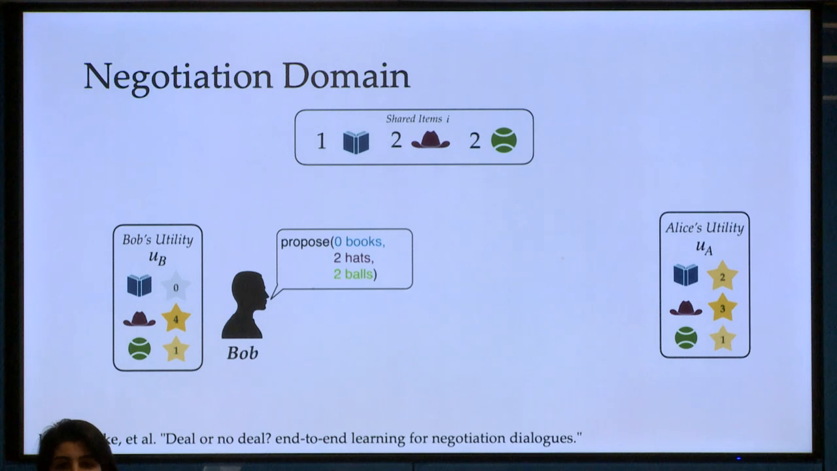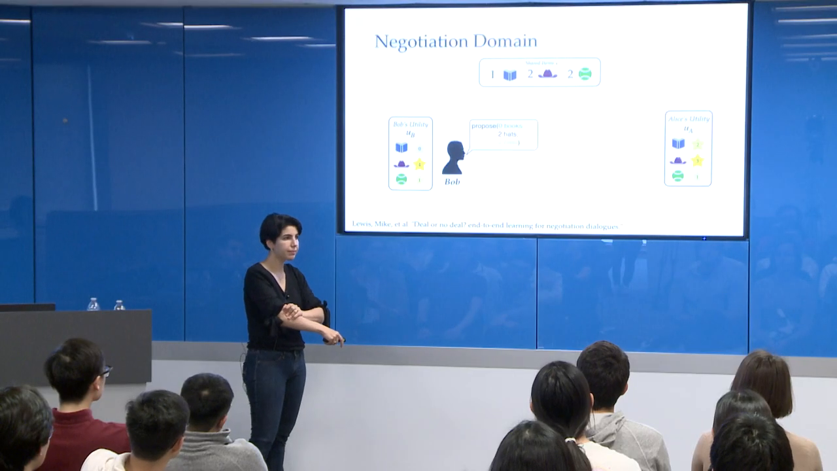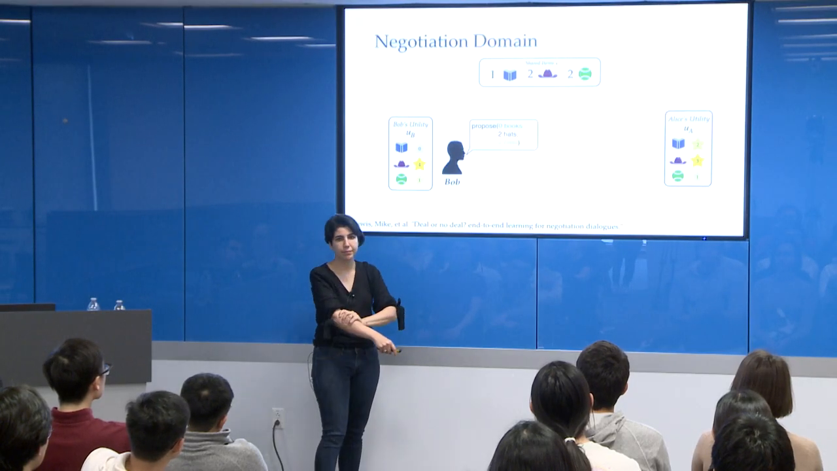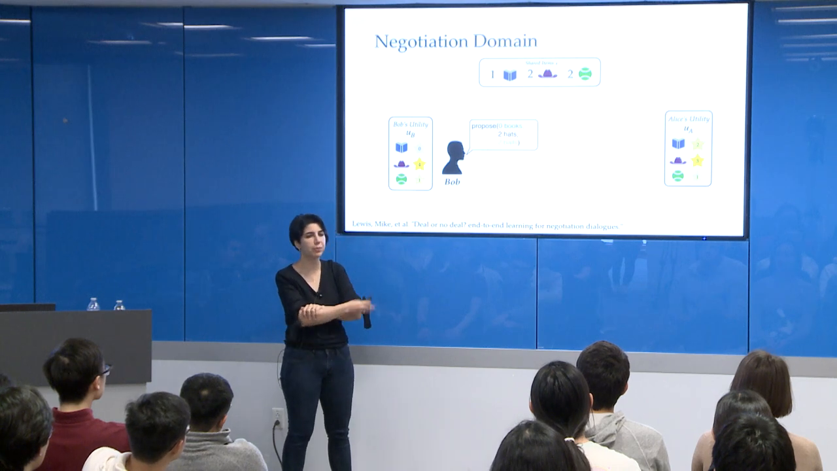And the question is, what should Alice do? How do I develop an AI agent to play for Alice? What should I do here? Any thoughts on what we should do? If I give you this problem, what would you do?